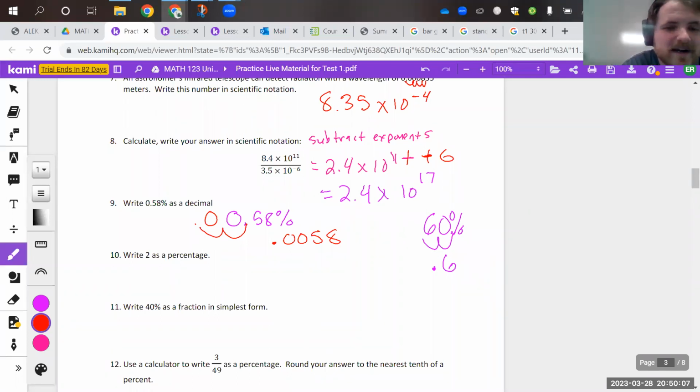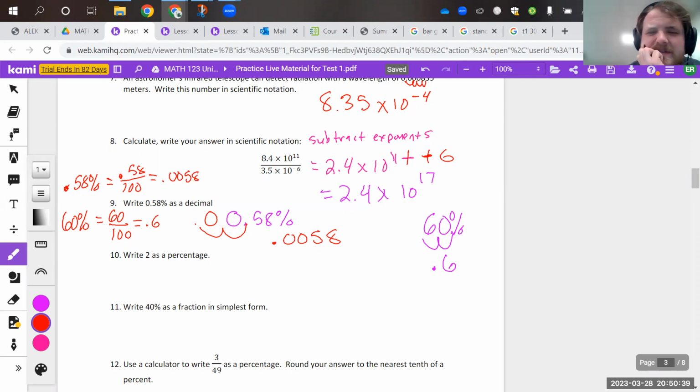I'm having a hard time writing it down, but 60% is equal to 60 out of 100, which gives you that 0.6. So 0.58% is 0.58 out of 100. So when you divide it, you get those extra two zeros on the front. Does that kind of help, seeing one where there isn't a decimal making it small and one where there is a decimal making it small?